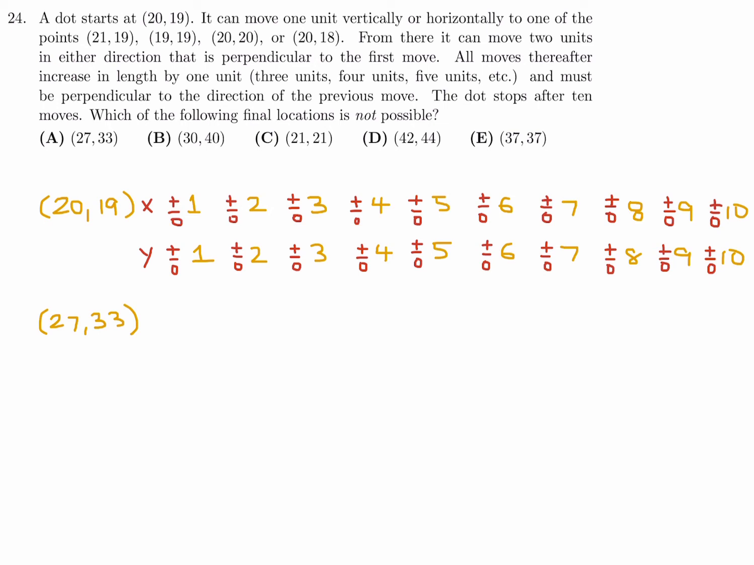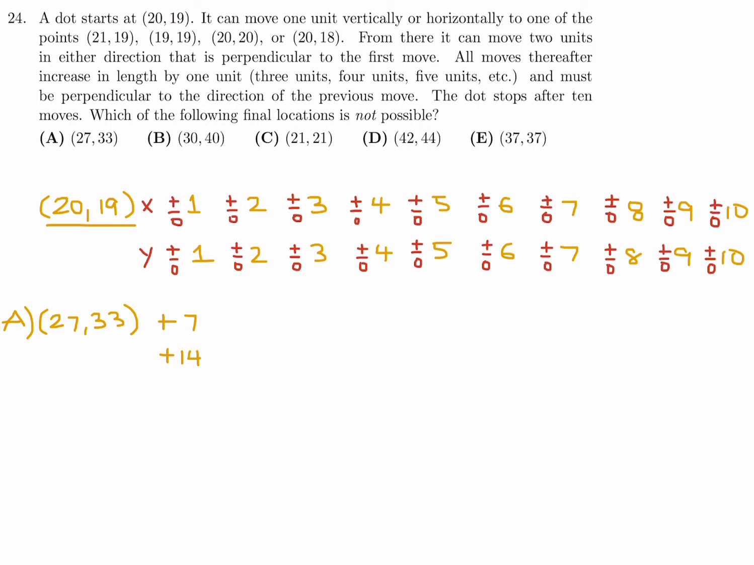So let's talk about this one at a time. Let's start with answer choice A. Our xy has to go to 2733. So that means for my x, we started at 20, so I've got to go plus 7 for the x. And for the y, it looks like plus 14, right? Okay. So how do I get that?